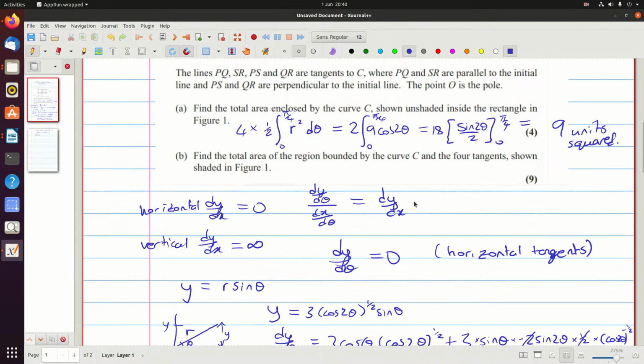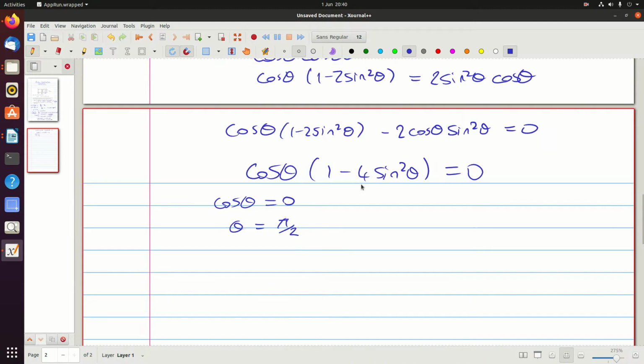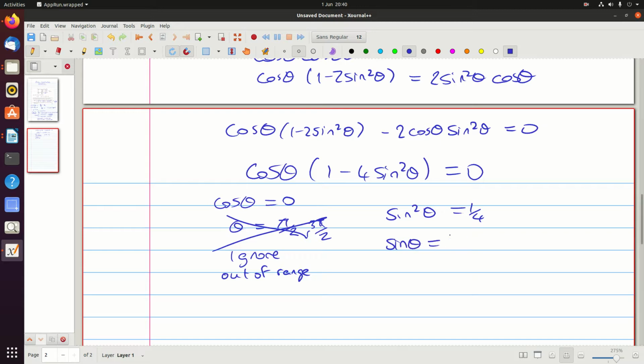And it's the same for 3 pi over 2 as well, if you look carefully. 3 pi over 2, it's also not defined for, because that would be down here. And so you can ignore that. I'll write it down, but then go, ignore. Out of range. In which case, it must be sine squared theta, which is a quarter. In which case, sine theta is a half or minus a half.